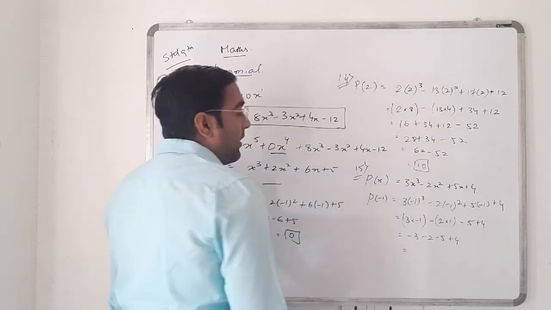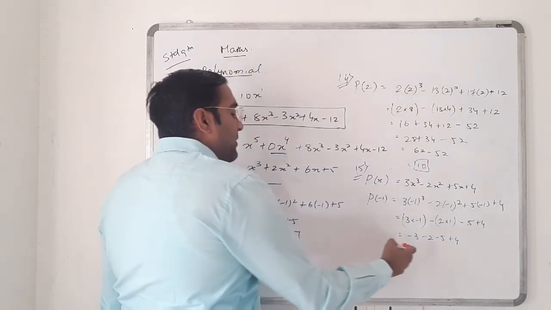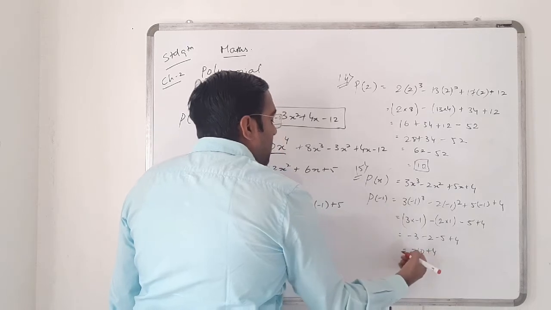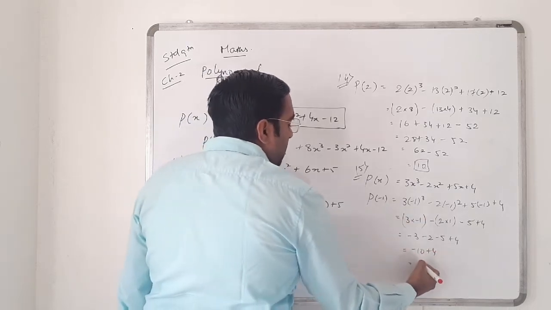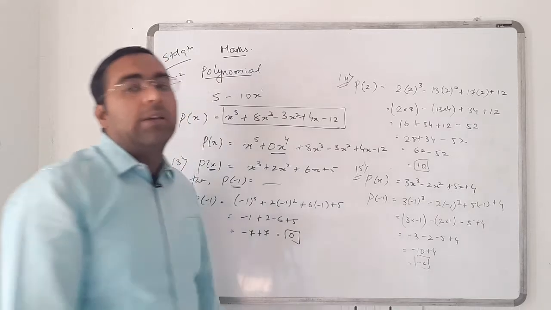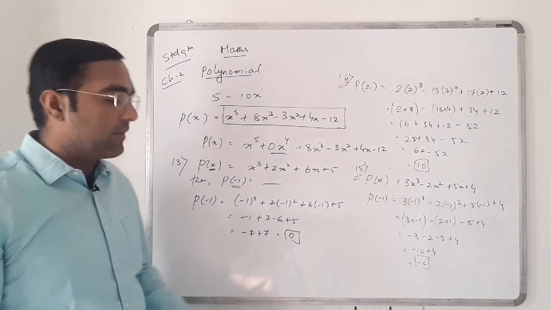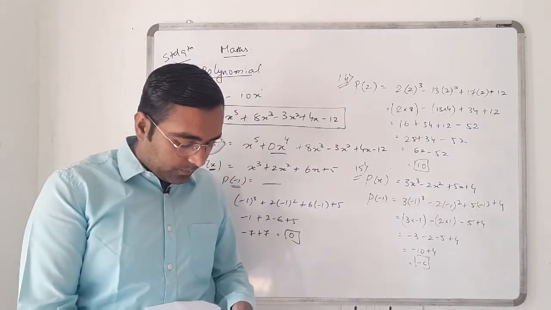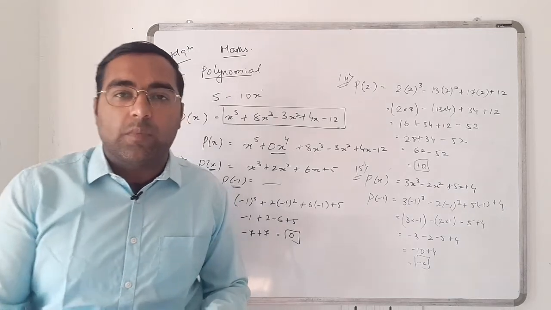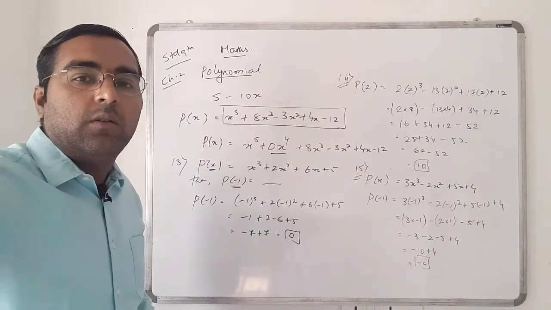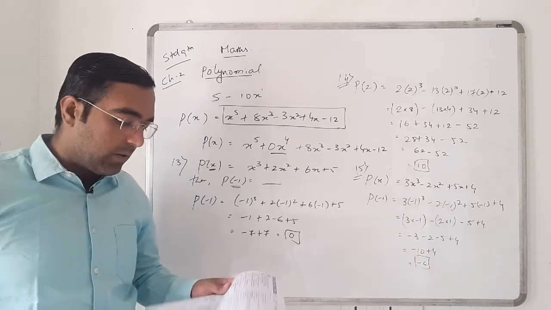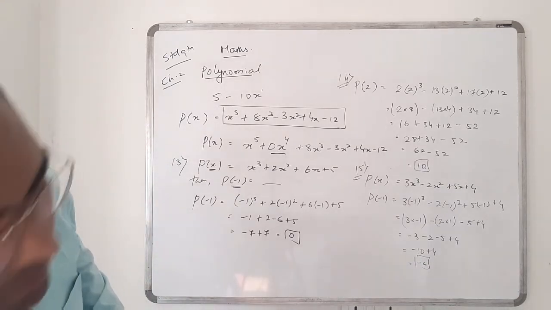So the answer should be 5 plus 2 is 7, 7 plus 3 is 10, minus 10 plus 4. Your answer will be minus 10 plus 4, that will be -6. Okay, so the answer should be -6 for question number 15. Okay, clear that? Now we are moving on to question number 16.